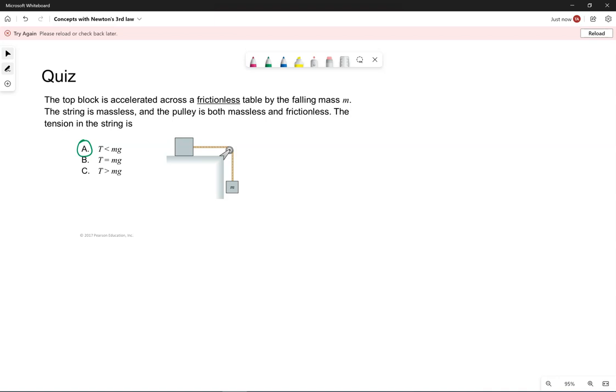The reason why, so it tells us this top block is accelerated across a frictionless table. So I know if I have two masses attached by a rope and I hang this guy over the edge, if there's no friction here, there's nothing to keep that box in place. So this system will immediately start to move. And not only is it moving, it's going to accelerate. The block on the table is going to accelerate to the right. The block that is hanging is going to accelerate downwards.